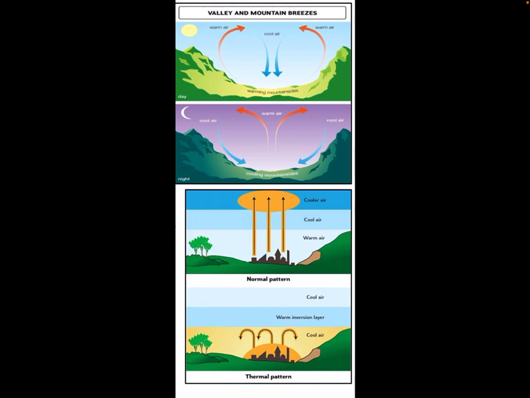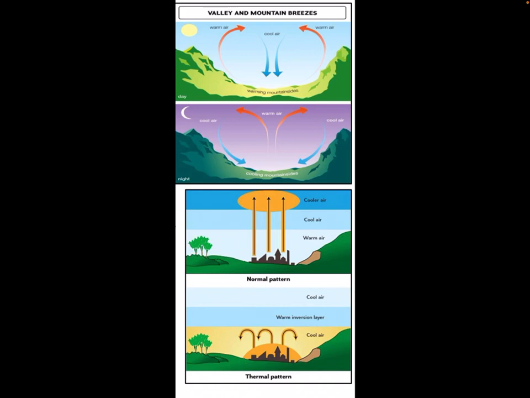What is the next thing to learn? It is the heat budget. So what do you mean by heat budget? Budget means incoming and outgoing, the balance between the incoming and outgoing. Heat budget means the balance of incoming heat, that is insolation, and outgoing heat, that is terrestrial radiation, and this is known as the heat budget.